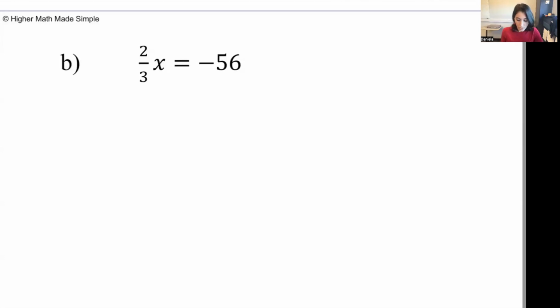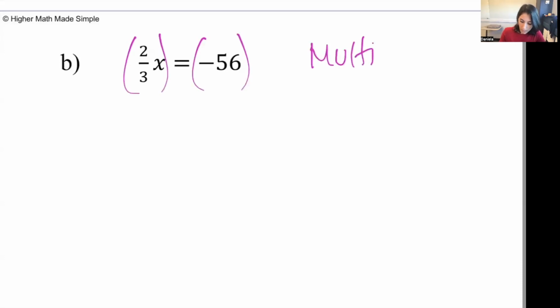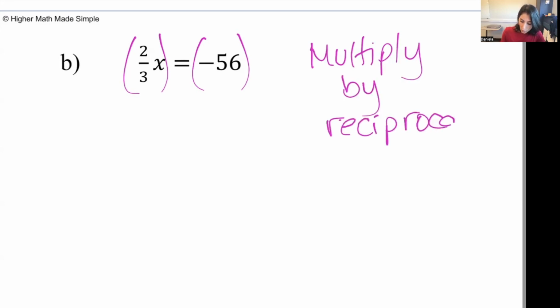All right, so the other way is when you're multiplying by a fraction. In this scenario, the third method is you multiply by the reciprocal. Multiply by the reciprocal, and again, reciprocal just means you're flipping. So we're going to multiply by 3/2, and obviously make sure whatever you do on one side, you always have to do the exact same thing on the other.